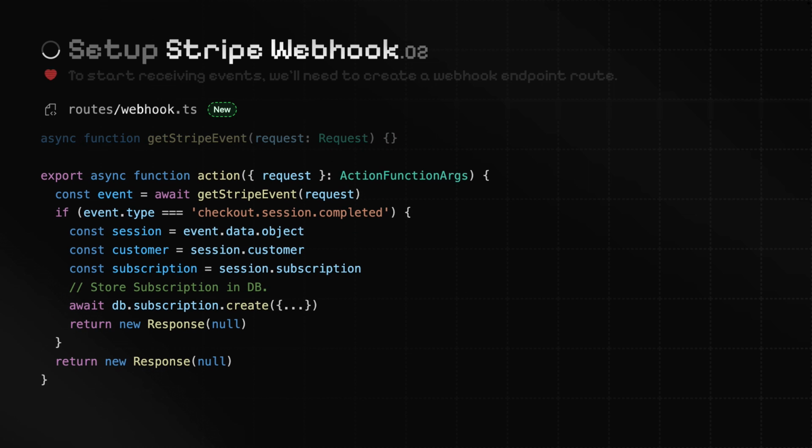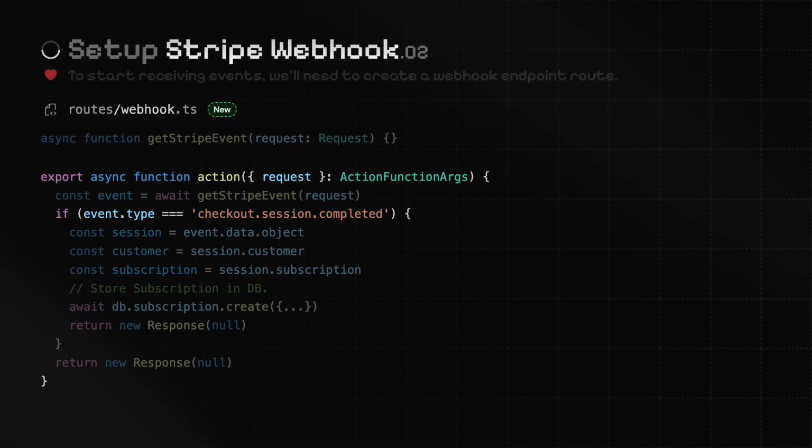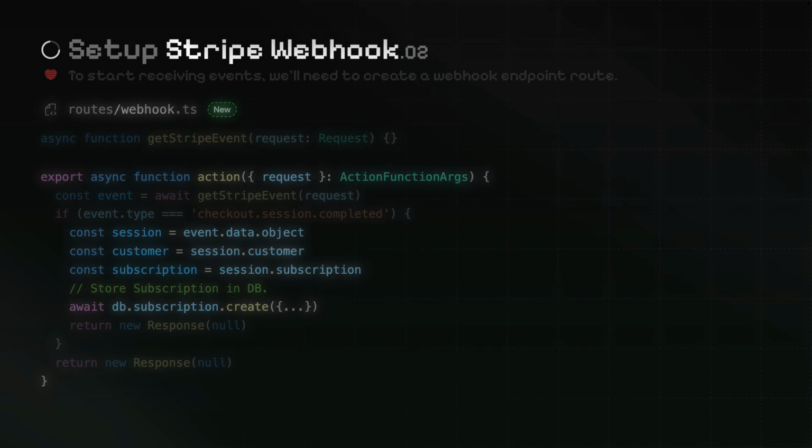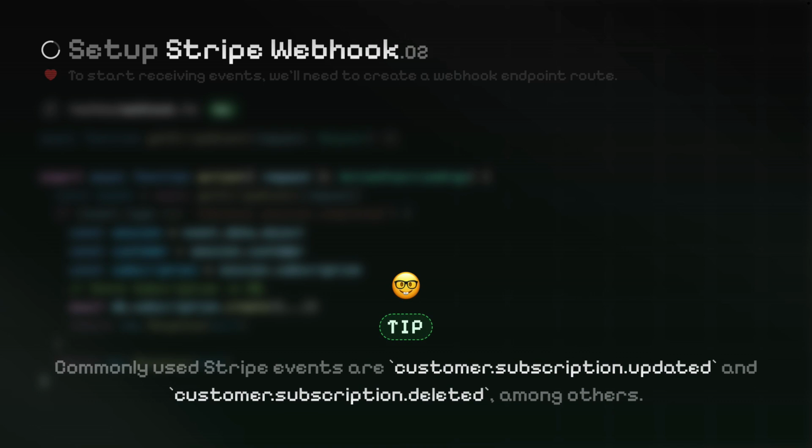As for our Remix action, we'll simply check for the checkout session completed event type. When this event occurs, we'll update our database with the relevant subscription information. As a tip, some commonly used Stripe events are customer subscription updated and customer subscription deleted, among others.